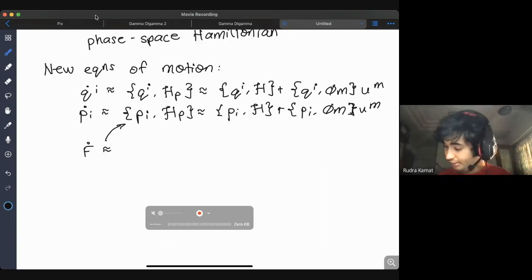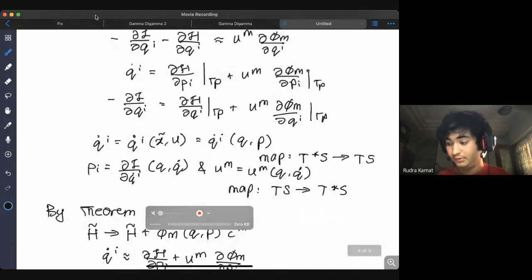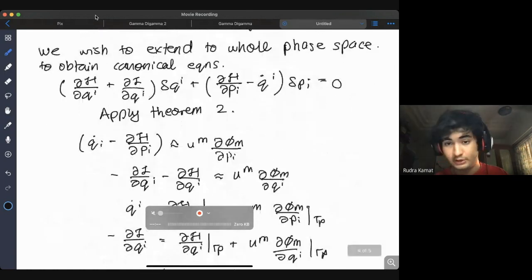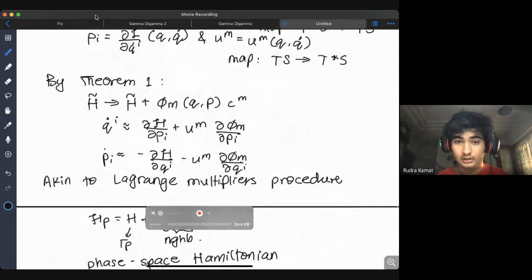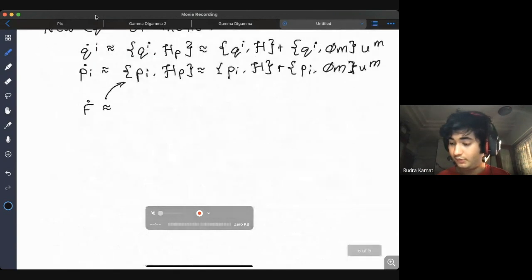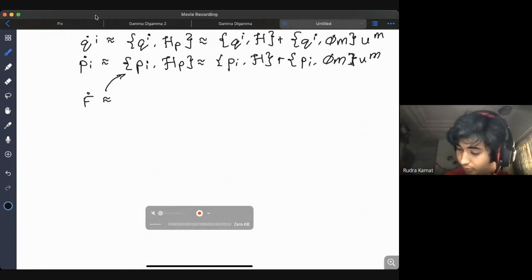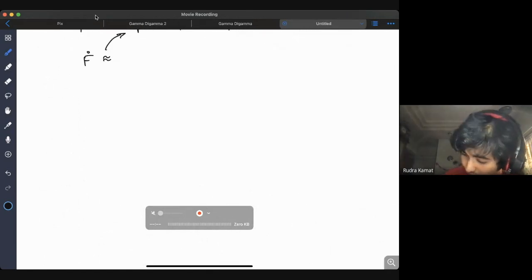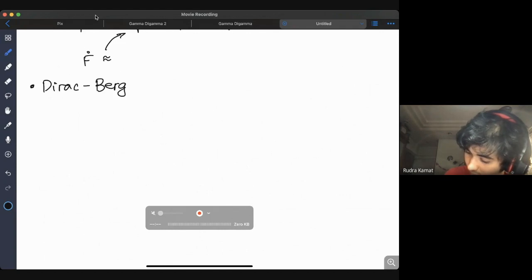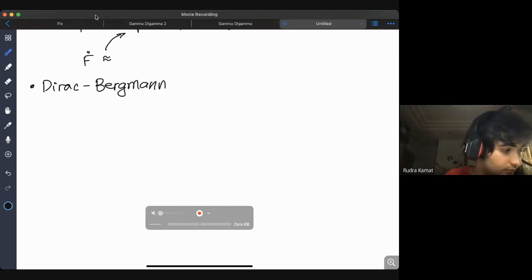Now this all is fine. This gives us the setup for what is to come. This is still not enough. We need to outline an even more foolproof algorithm, which is called the Dirac-Bergmann algorithm.